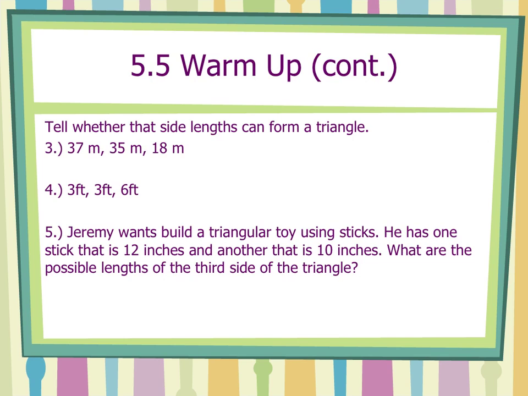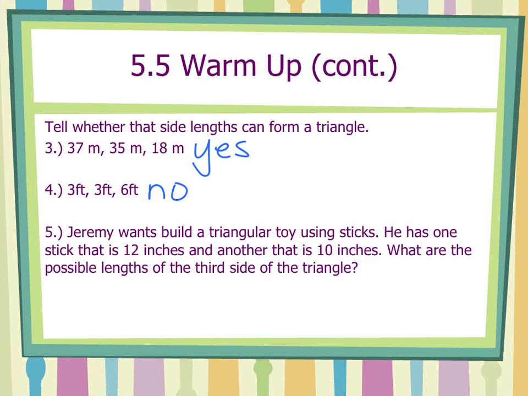Numbers 3 and 4 say to tell whether the side lengths can form a triangle. So remember, we're adding the two smaller ones. Is 35 plus 18 bigger than 37? Yes. Okay. Is 3 plus 3 bigger than 6? No. Remember, it can't be equal. It has to be bigger.